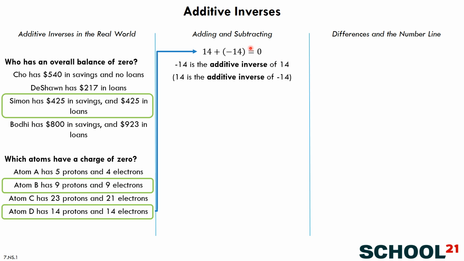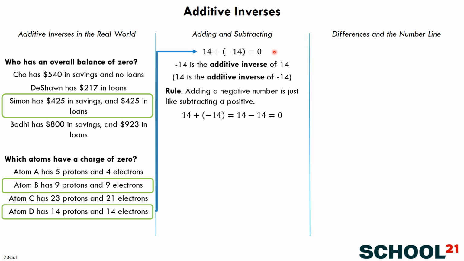Now, let's go back to this statement right here and let's create a rule. See if this rule sounds right to you. Adding a negative number is just like subtracting a positive number. So when we say 14 plus -14, like we did up here, that's the same thing as 14 minus 14, and that equals 0. Does that sound true to you?